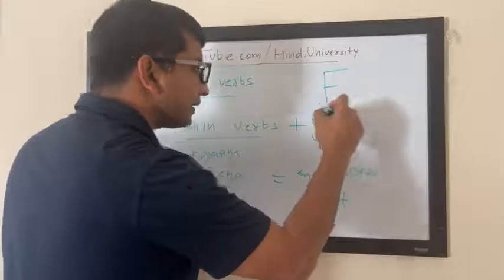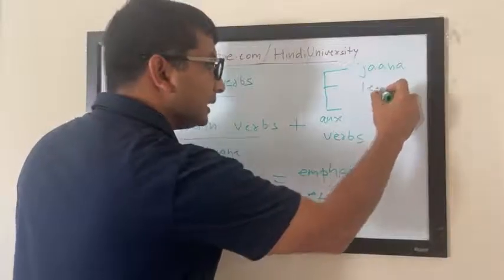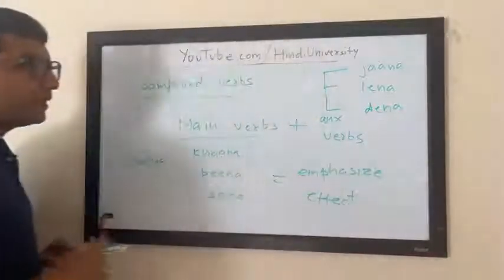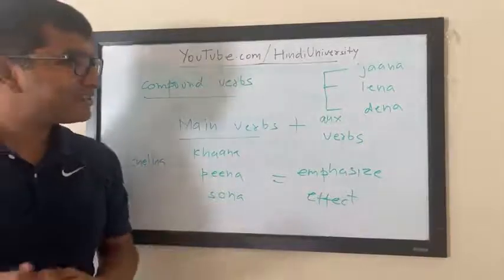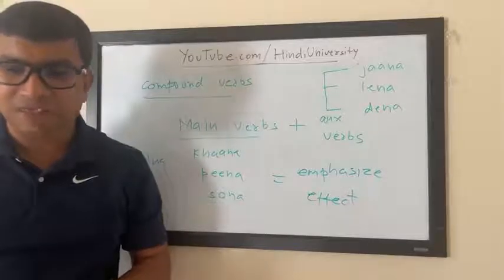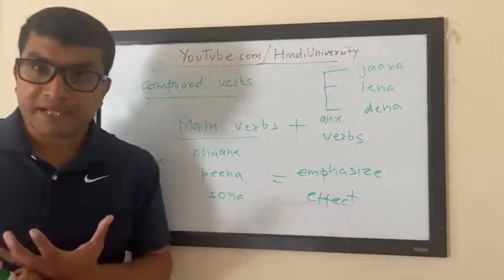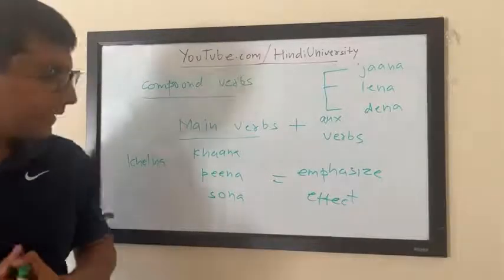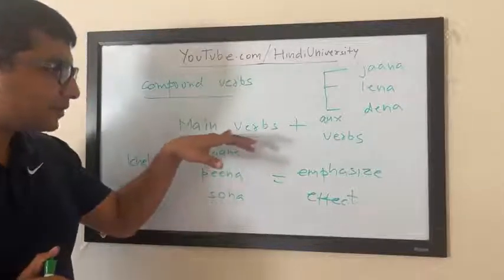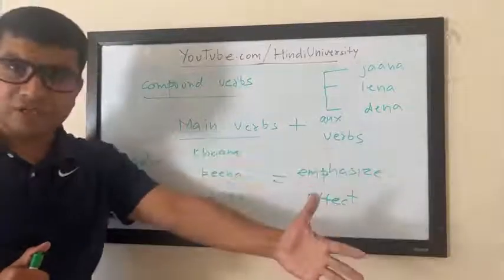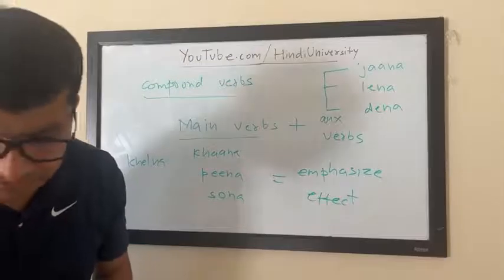There are multiple auxiliary verbs that can be used with the main verbs, but three are very common ones. You'll see use of jana, lena, and dena. So you'll see Hindi speakers using the main verbs like khana, and then the challenge is the combination, which one goes with which one. Like khana, can it go with lena, dena, or jana? All of them, some of them? I don't have a rule per se, but at least we will try our best to see where it fits. So far, I hope you're following along. Again, main verbs, to emphasize the effect of these verbs, you are using some auxiliary verbs. There are many, but these three are the most common: jana, lena, and dena. I think someone was asking a question, so I'm going to take a pause.